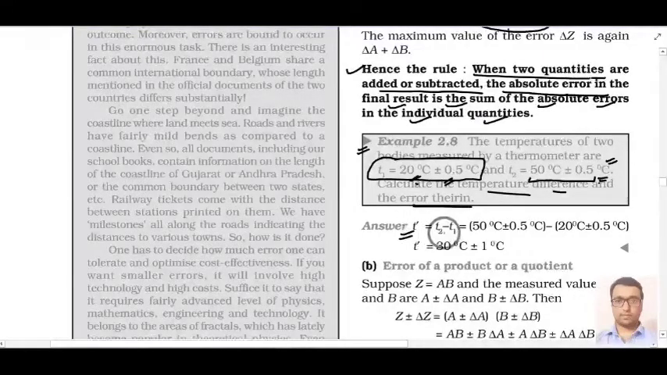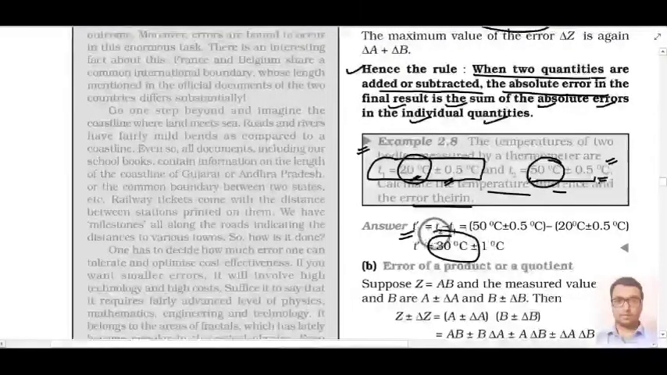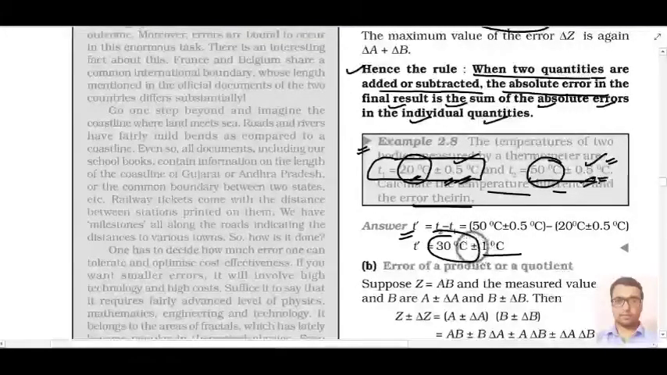So how do we calculate the temperature difference? For that you have to subtract the actual values. You have to find their difference, like 50 and 20, their difference is 30 degrees Celsius. But for error you have to add both the errors, that is 0.5 and 0.5. It will be 1 degree Celsius, and you will have a sign of positive and negative. Means 1 degree plus and 1 degree minus, both possibilities are there.